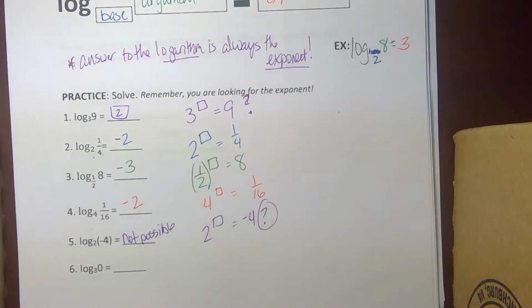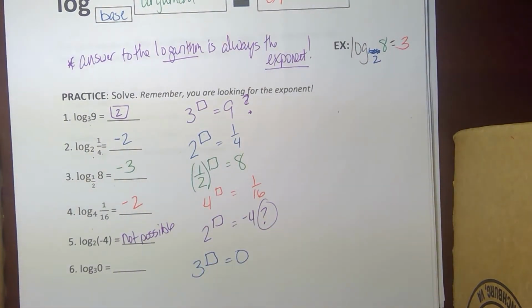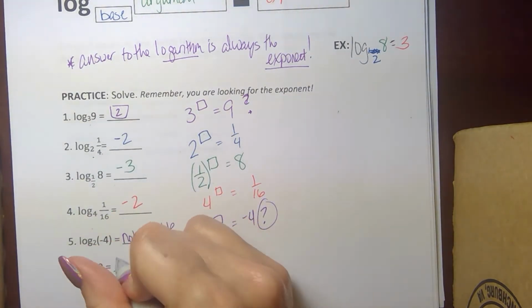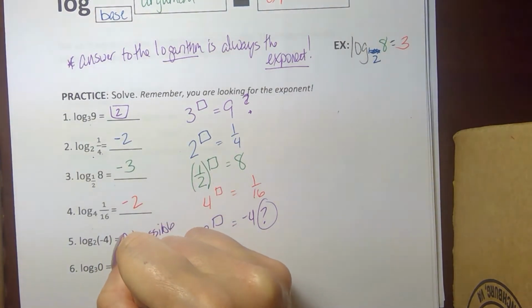Okay, what is the log base 3 of 0? Log base 3 of 0. When I rewrite that, I say, what is the exponent of 3 that gives me 0? Well, 3 to the 0 power is always 1, but there's no exponent of 3 that gives me 0. That is not possible either. And you can say not possible, or you can say undefined.